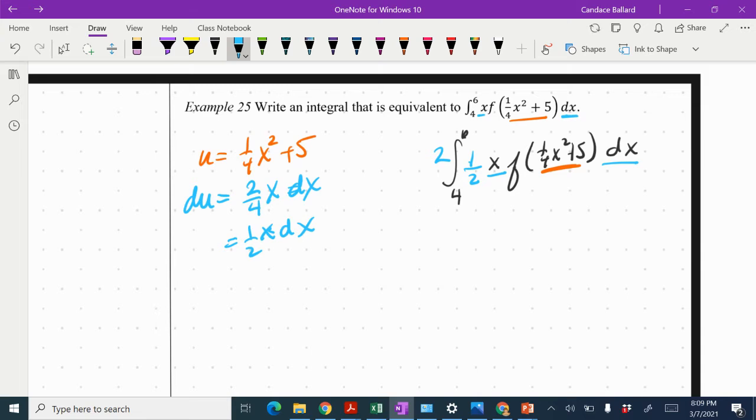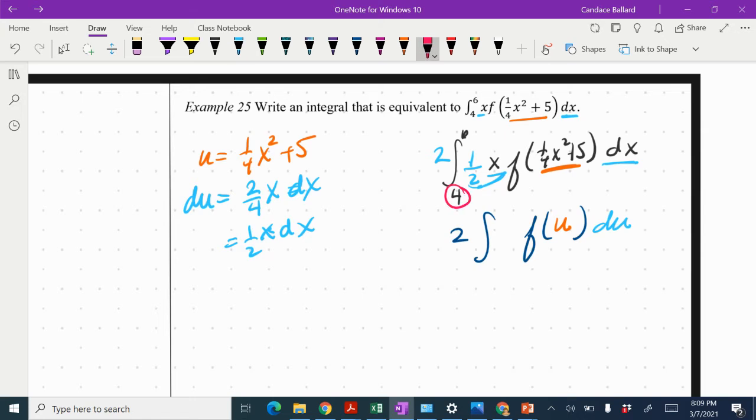All right, let's actually do the u substitution. So we've got 2 times the integral of 4 to 6. Oh, not 4 to 6. We don't want that because we want the u limits. So we would have the f, and then instead of writing the 1/4 x squared plus 5, we would write u. And instead of writing 1/2 x dx, we would write du.